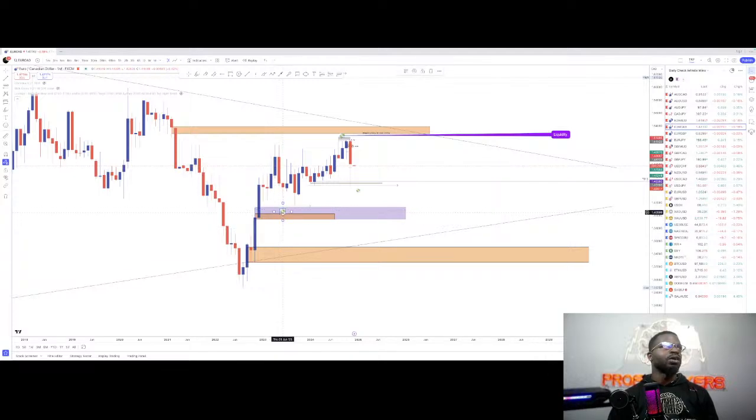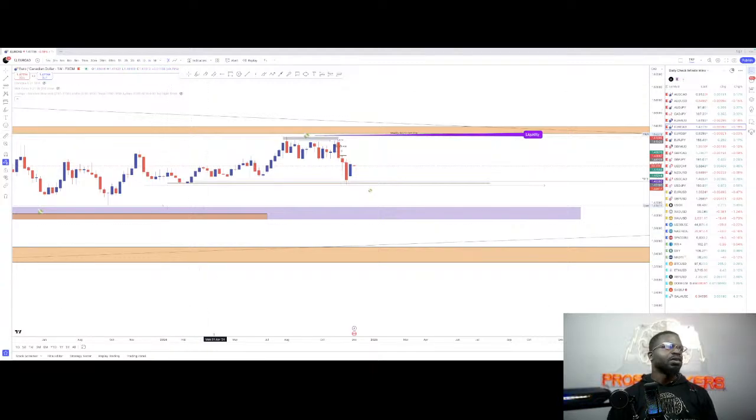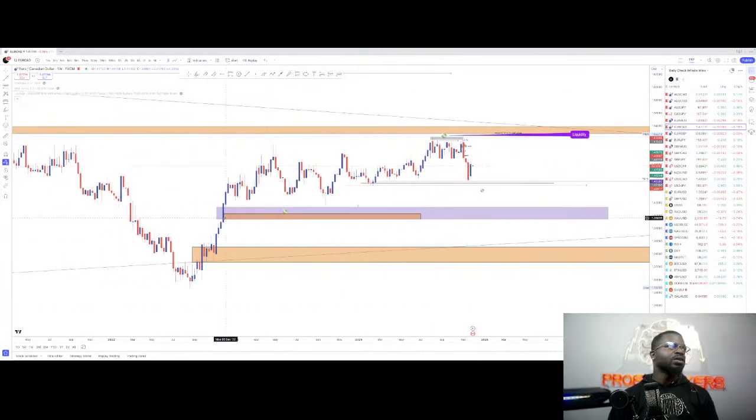But this is a monthly zone, so this is a long-term setup. Let's start from here. It took 6 months to go from this area to this high. And wow, it was almost 2 years. So let's see, as far as weeks, 2 weeks? Okay, that's realistic.